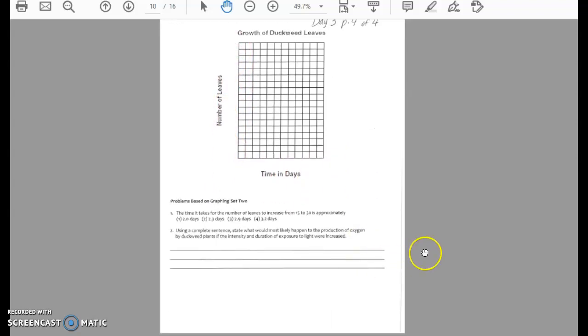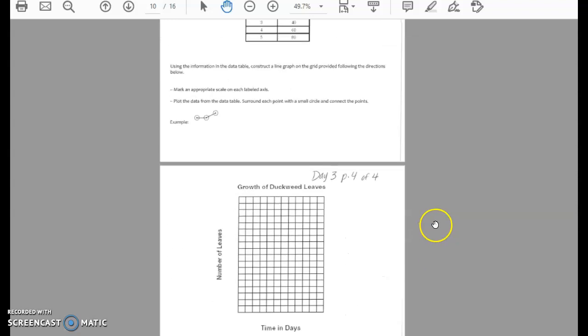Easy peasy. The time it takes, we're on number 1 here. The time it takes for the number of leaves to increase from 15 to 30 is approximately how long? Use your graph to answer that question. Using a complete sentence, describe what would most likely happen to the production of oxygen by duckweed plants if the intensity and duration of the exposure of light were increased.